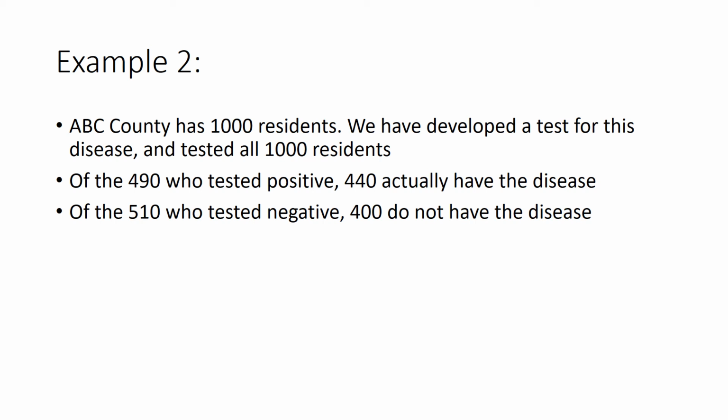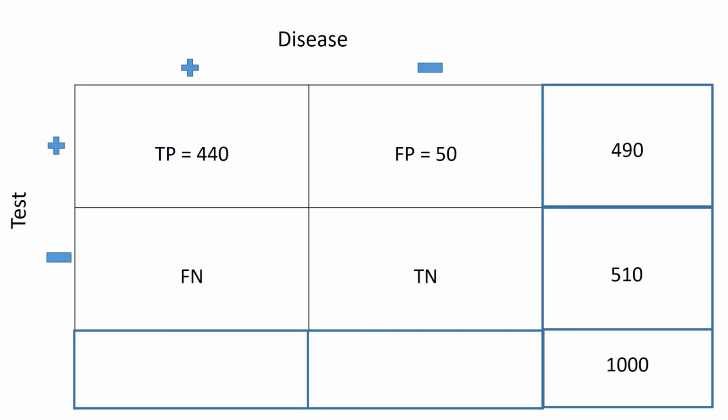Second aliquot of information, of the 510 who tested negative, 400 do not have the disease. So 510 tested negative. True negative equals 400. And again with subtraction, false negative is 110. We can go ahead and finish out that bottom row. Total number with disease is equal to true positive plus false negative, which equals 550. Total number without disease equals false positive plus true negative, which equals 450.